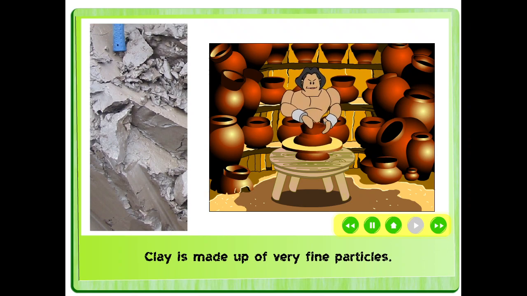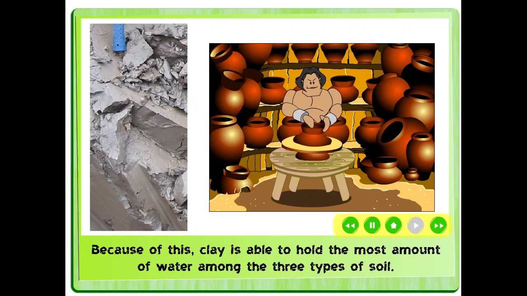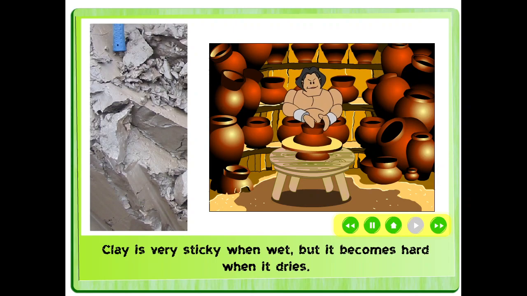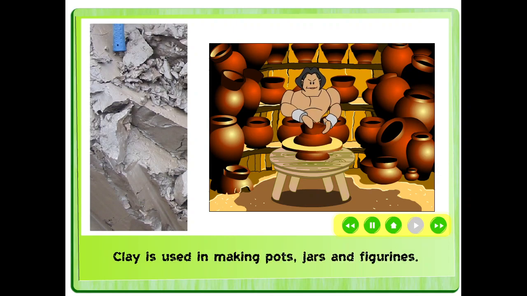Clay is made up of very fine particles. It is often brownish in color. Clay particles can come very close together. Because of this, clay is able to hold the most amount of water among the 3 types of soil. Clay is very sticky when wet, but it becomes hard when it dries. Clay is used in making pots, jars, and figurines.